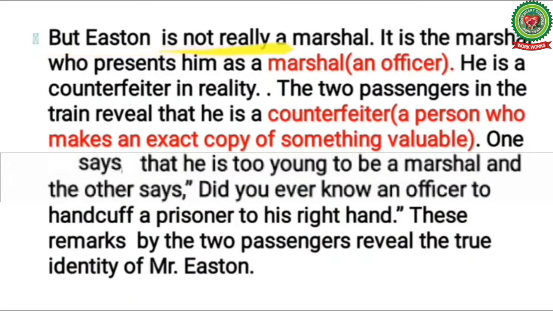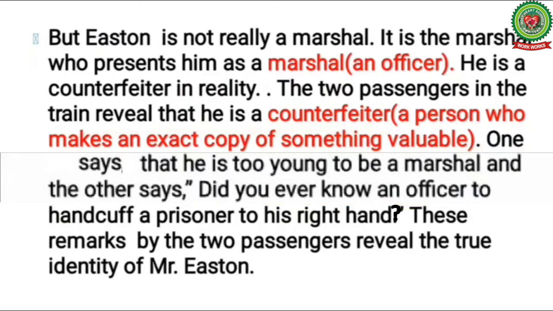But Easton is not really a marshal. It is the marshal who presents him as a marshal. He is a counterfeiter in reality. The two passengers in the train reveal that he is a counterfeiter.